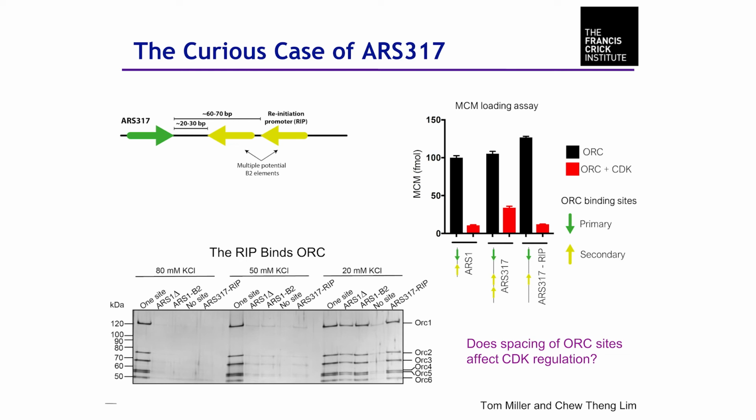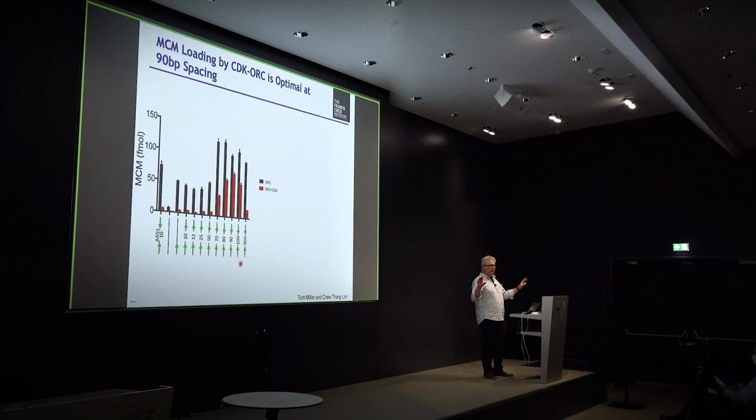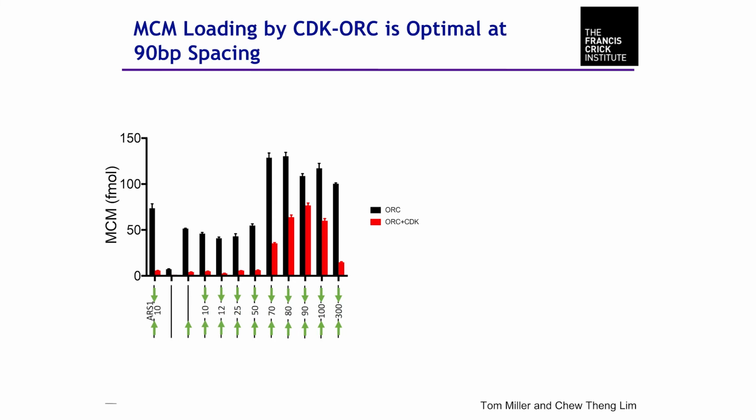And that made us begin to wonder whether the spacing of the ORC binding sites might be important in this CDK regulation. And quite amazingly, when we went back to that sequence of different ORC binding sites and their distances, what we found was that actually when the ORC binding sites are 90-ish base pairs apart, we get almost as efficient loading with CDK phosphorylated ORC as we see with unphosphorylated ORC. So at that sort of sweet spot of 90 base pairs apart, CDK phosphorylation doesn't block MCM loading.